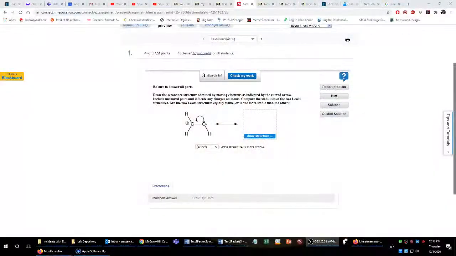Resonance structures, we can do that. All right. So when it comes to drawing Lewis structures, that double arrow has a lot of meaning to it. So that's the first problem on the homework.